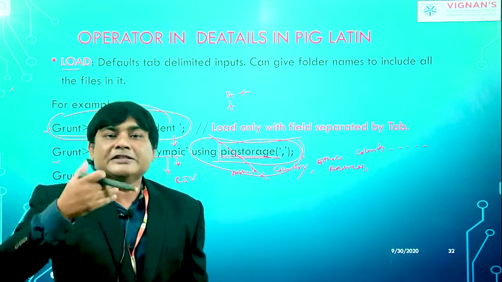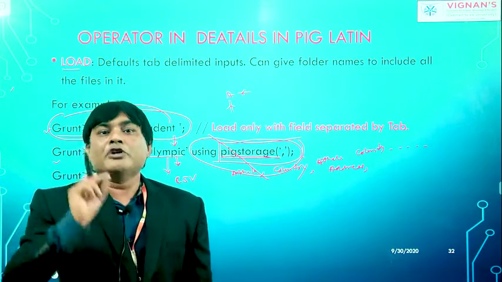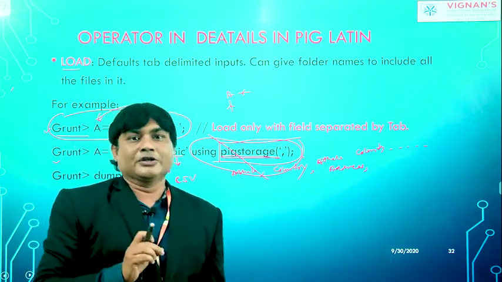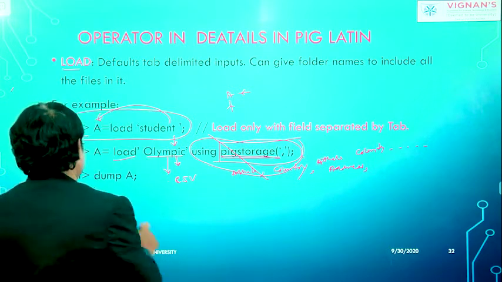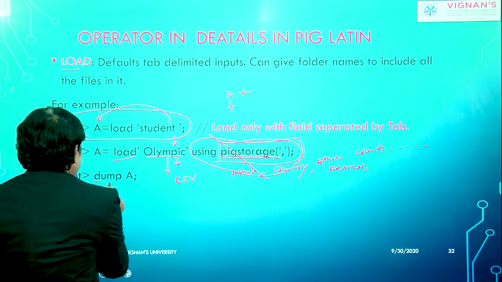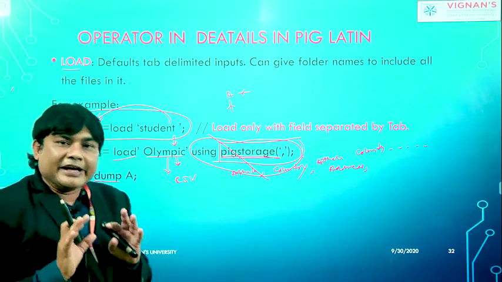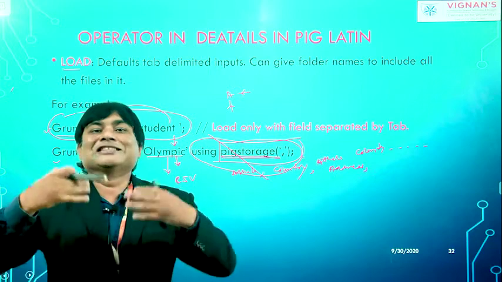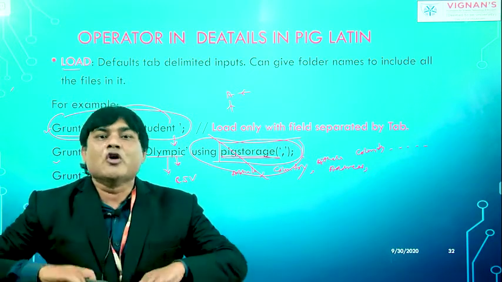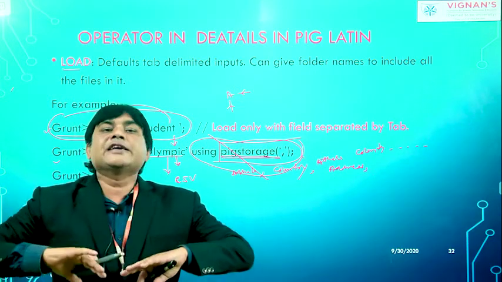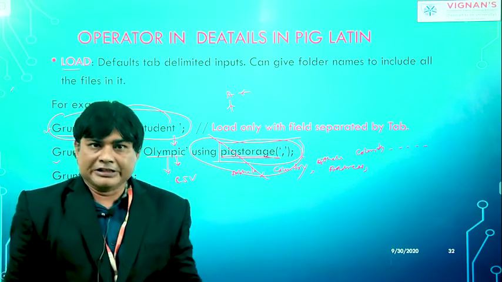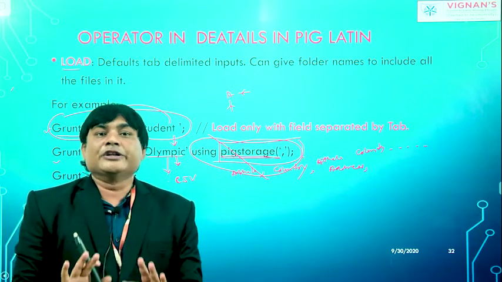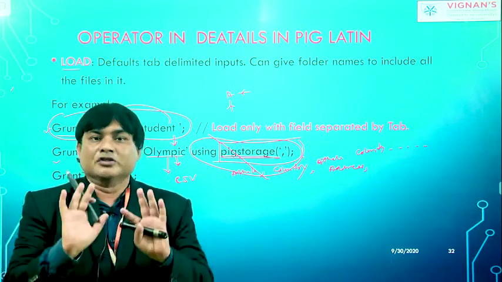So if you want to see any result on the screen, we have to use another operator which is called dump. What will dump do? Whatever data is available within relation A, it will project on the screen. It will display it on the screen. You can get the same data on your screen, but it will not store data. It just projects your data. It just displays data on the screen.